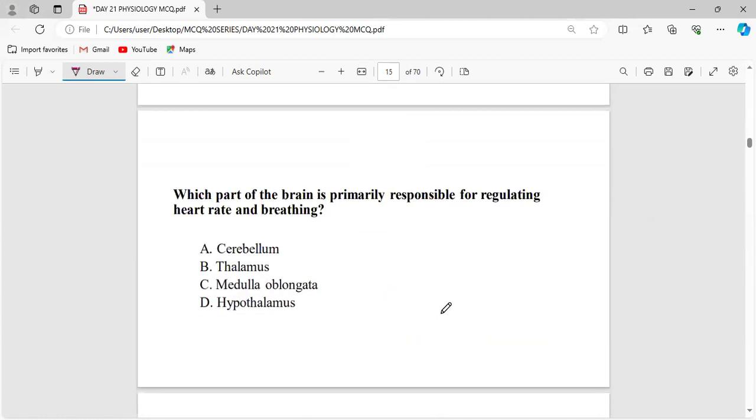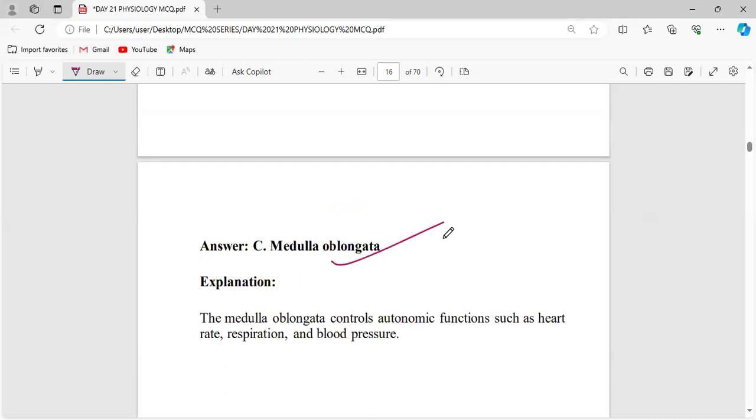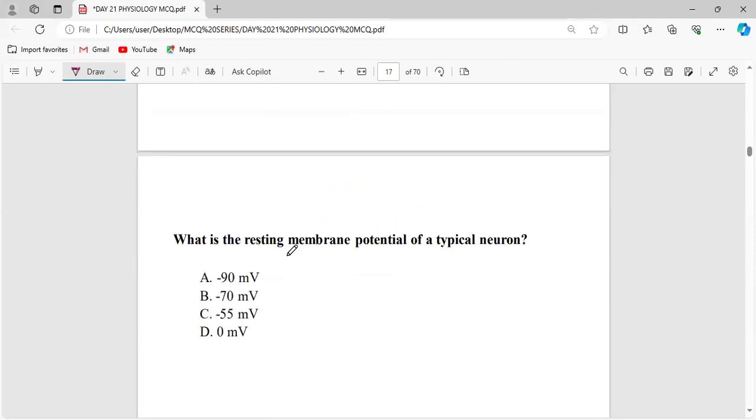Good. Which part of the brain is primarily responsible for regulating heart rate and breathing? This question we discussed in yesterday's class. Heart rate and breathing. Just think and answer. Medulla oblongata. Very good.